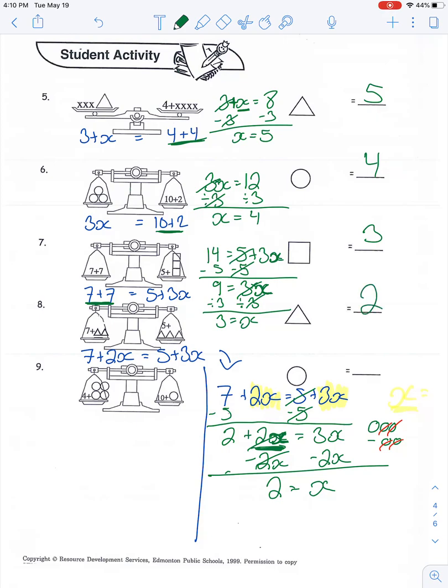x equals 2. To double check, a smart idea is we know we're going to replace our triangle with a 2, right? That's what we've solved. So I'm just going to do, this is like 2, right? This triangle is actually 2, and then this triangle also is actually 2. So here on this side, I have 7 plus 2 is 9, plus 2 is 11. I'm going to see if 11 is equal to what's on the other side.